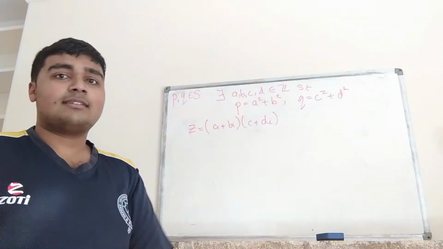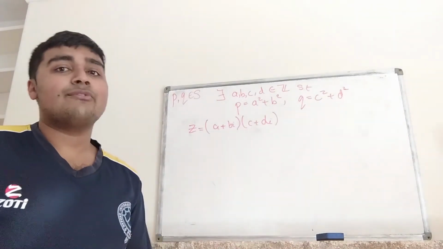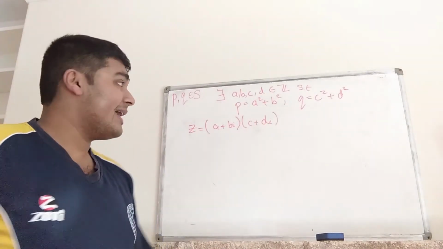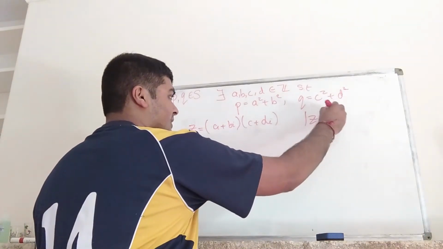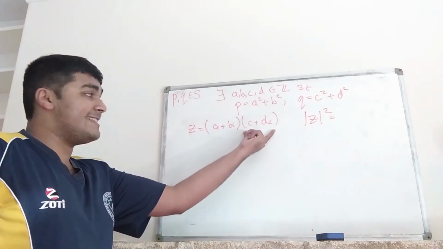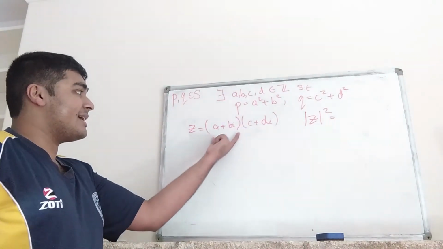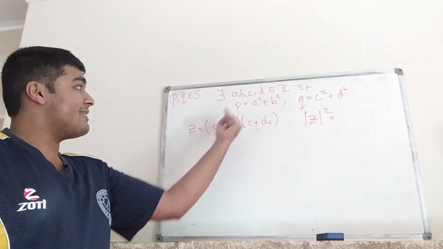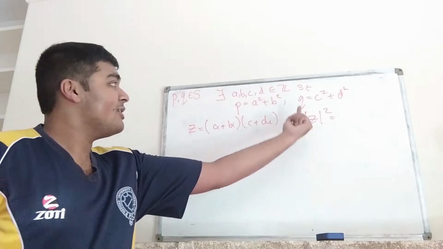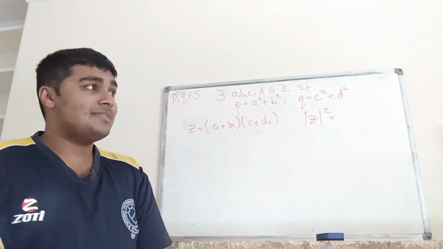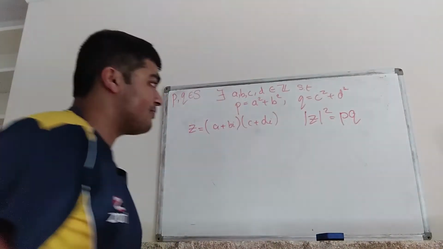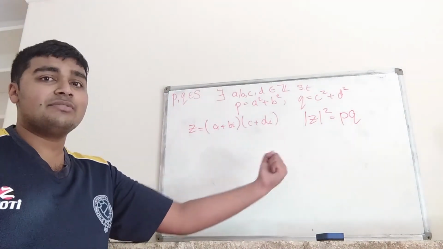Now what we're going to do is consider the magnitude of Z squared in two different ways, and then we'll arrive at the desired result. The magnitude of Z squared is going to be precisely the magnitude of this thing squared times the magnitude of this thing squared. But the magnitude of this thing squared is A squared plus B squared, which is precisely P, and the magnitude of this thing squared is C squared plus D squared, which is precisely Q. So the magnitude of Z squared is thus P times Q. So we've worked out the magnitude of Z squared in one way.